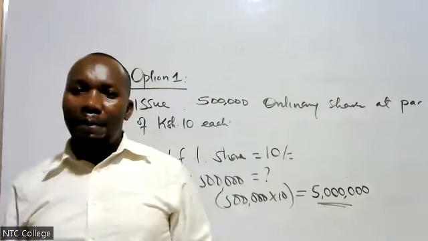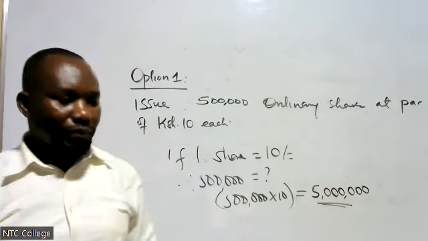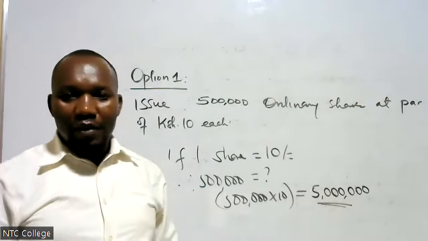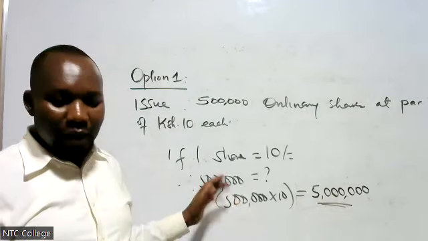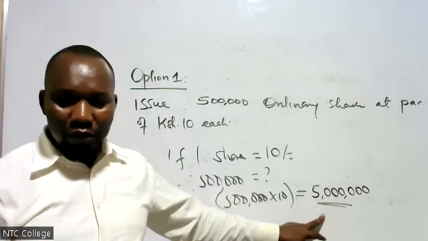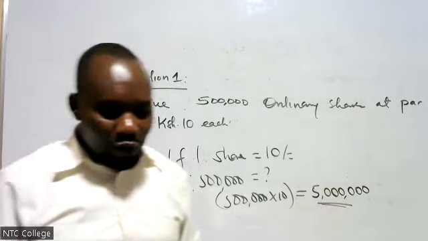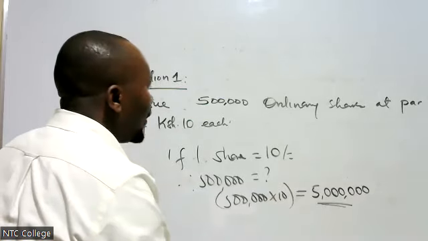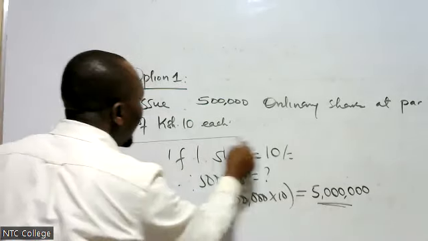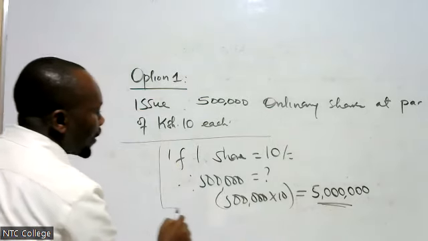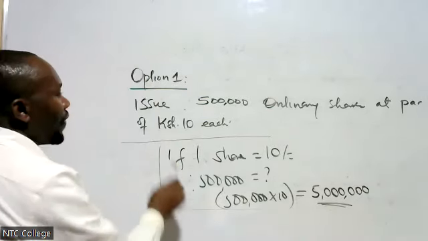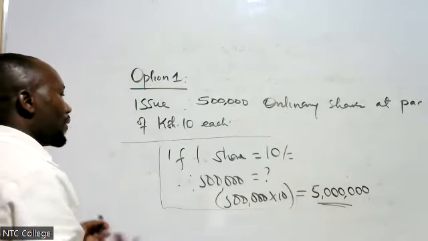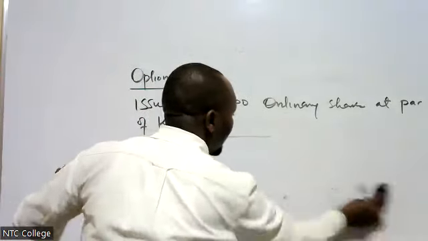Are we together up to there? So that is an alternative way of getting money. You will get the amount. Let's look at option 2. So option 1 ended here, and this is now the implication. We were just trying to demonstrate that with this information, he is going to get 5 million, which is option number 1. Let's look at option 2.